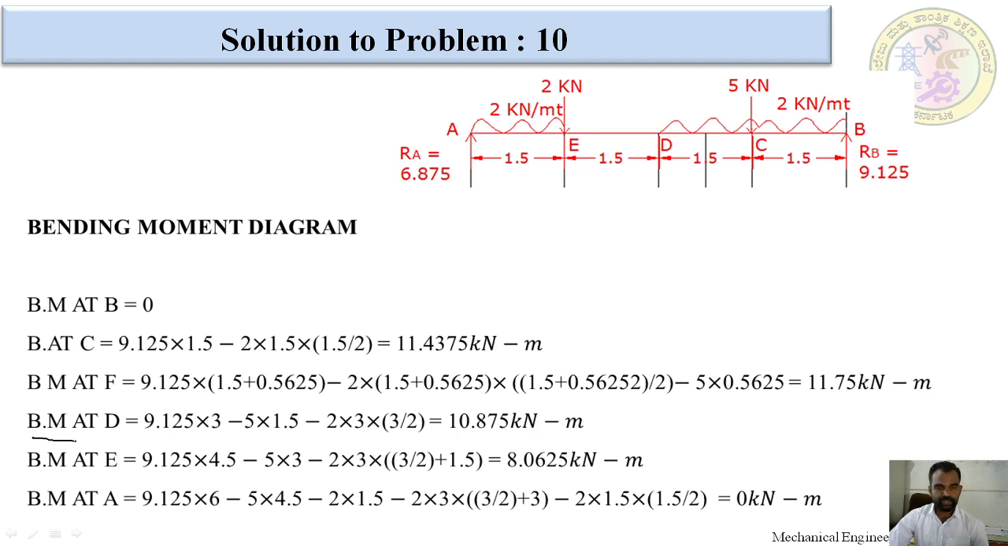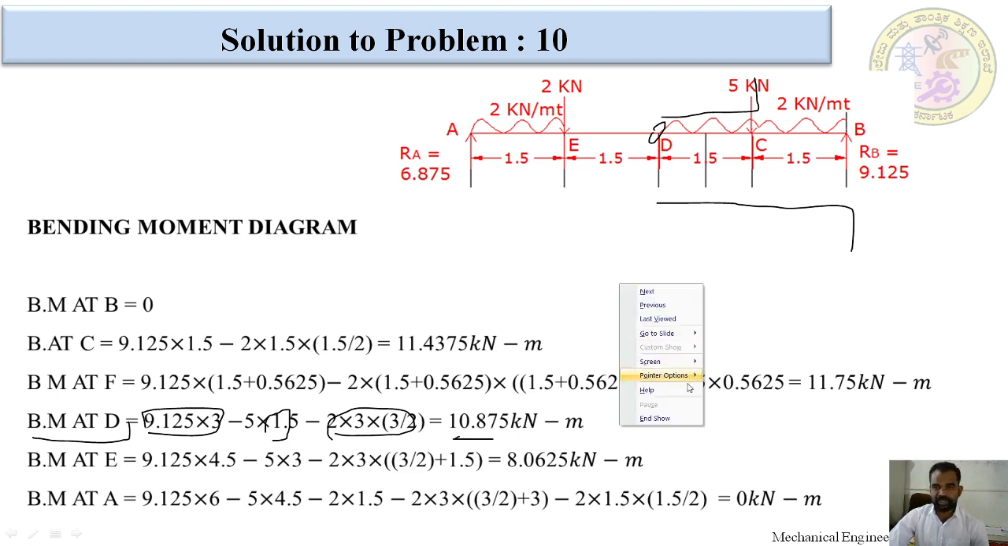After that, the bending moment at D point. Here we have to calculate first the positive reaction into this distance. How much is it? 9.125 into 1.5, 1.5. Total is 3 meter, for that reason they have taken 3 meter. After that, this is the point load, 5 into this distance, 1.5. Completed. Next, the point load, 2 into 1.5, 1.5, 3. 2 into 3 and half of this component is 3 by 2. This completes the calculation at section D. We got 10.875 kilonewton meter.